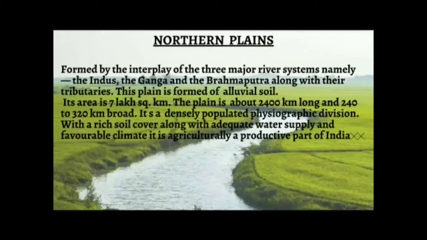Okay, so why is this densely populated? Because it has rich soil cover, it has adequate water supply because all the rivers are flowing here, and favorable climate. These 3 things are best for agricultural activities. So it is the agriculturally productive part of India. These are granaries of India. Whatever population of India is fed, or the food is provided by these northern plains to India. So these are granaries of India.